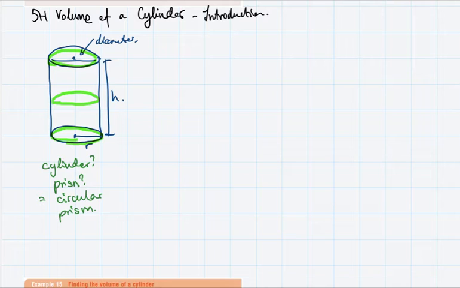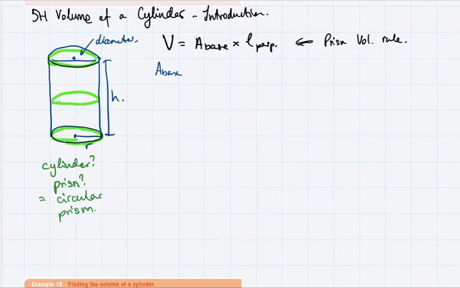Now we remember that there's a rule that we use for prisms. Volume is equal to area of the base times by the length, the perpendicular length or the perpendicular height. So it stands to reason that we can also use this rule here. So this is our prism volume rule. So what's the area of the base in this example? Well, the base is a circle, so it's pi r squared. Okay, and what's the length?